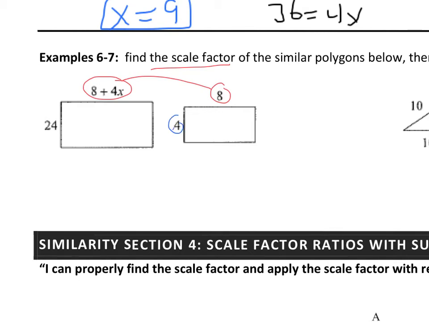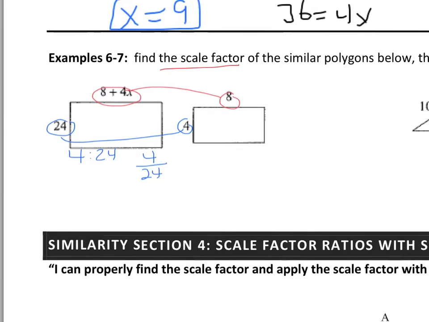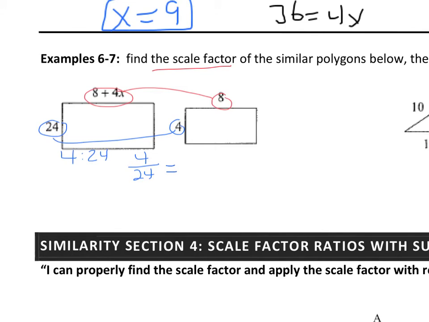So we notice these 2 are corresponding. So 4 to 24 is the scale factor. Now I'm going to write that as 4 over 24, and I can work right from here. But remember, scale factor has to be simplified. So I'm going to simplify this to 1 over 6. Now notice I went right to left. You can go left to right, it makes no difference. If I went left to right, it would have been 6 over 1, but you just have to make sure that when you solve that you are going the same direction for both fractions. So the scale factor in this case is 1/6.